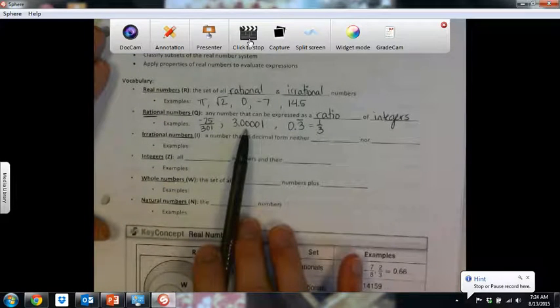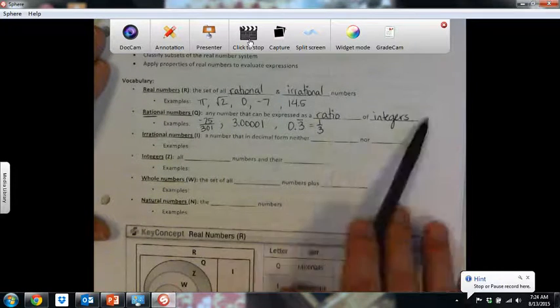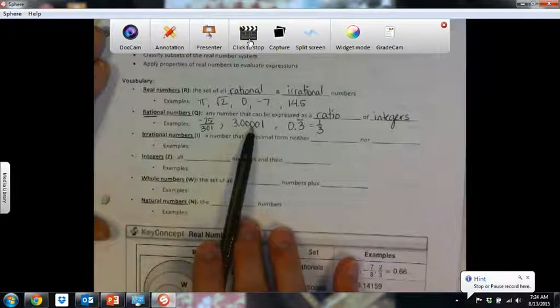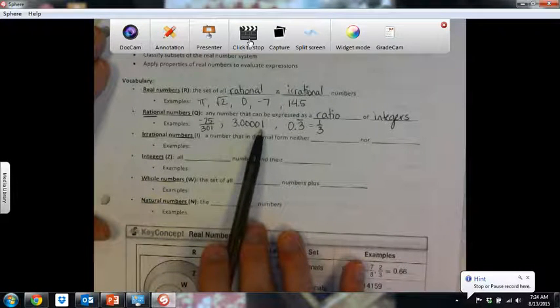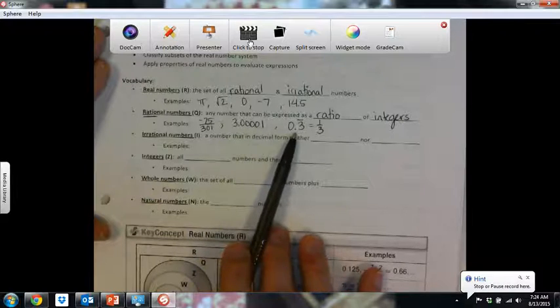One way to tell that something is going to be able to be written as a ratio of integers, if it's written as a decimal, is if it terminates, which this did. This had a final ending number, or if it repeats. So this had a repeating bar over it, so this would also be something that can eventually be written as a ratio of integers.